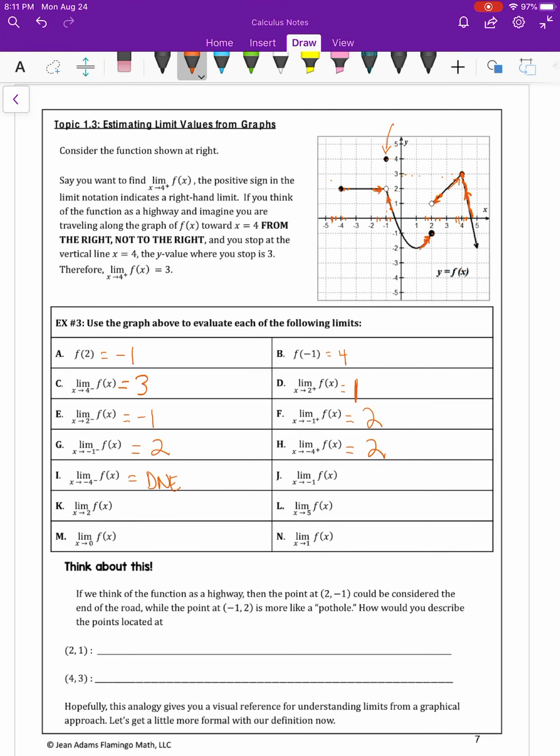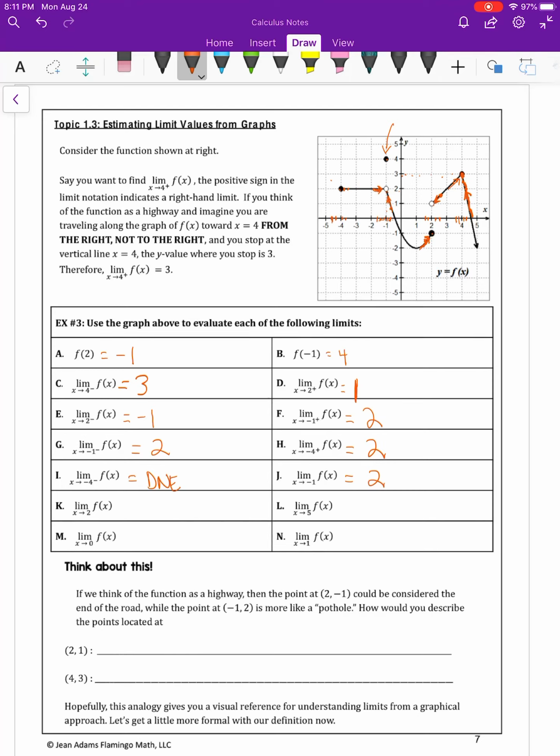for this function. Limit as x approaches -1. Okay, this was the one where we looked at it from the right and it was approaching 2, and from the left it was approaching 2. Therefore, this limit exists, and it is 2.